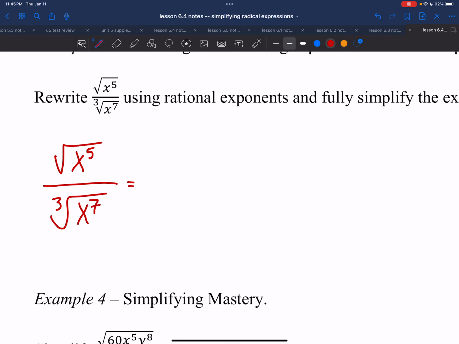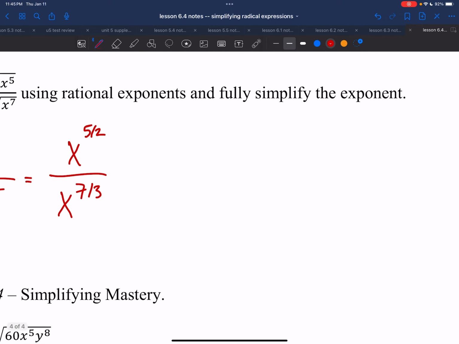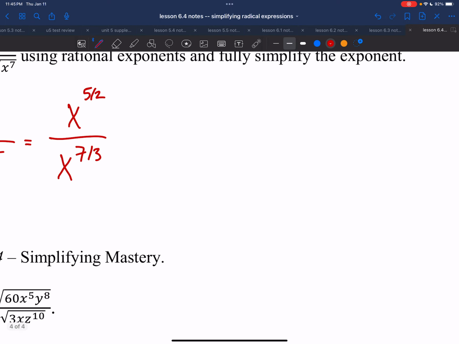Square root of x to the 5th, if you use the rational exponents rule, which again says nth root of a to the m is a to the m divided by n, right? That's my rule. So this is x to the 5 halves, and on bottom, the index is 3, so it's x to the 7 thirds. Now, exponential rules say that when you have a base over itself, you subtract the exponents. So this is x to the 5 halves minus 7 thirds.